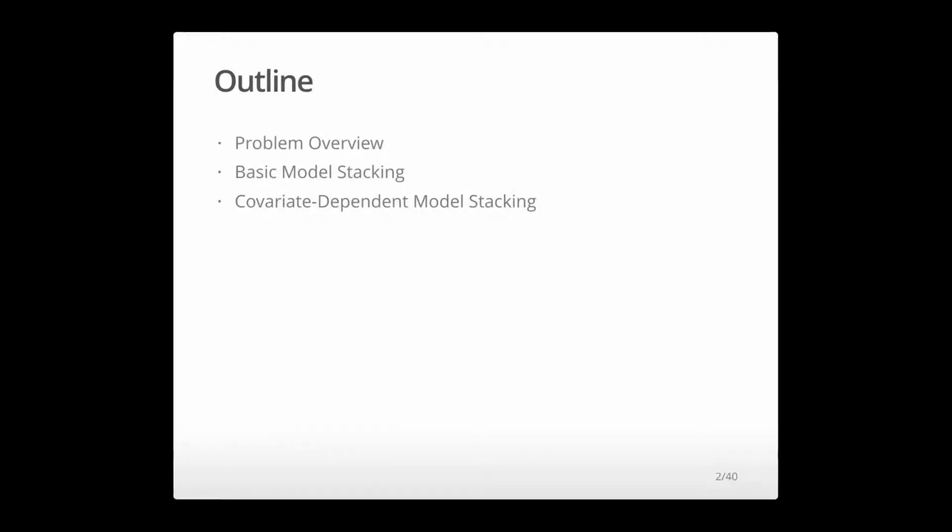So a quick outline. First, I'm going to go through a quick problem overview and why we might find model stacking useful in the context of loss reserving, loss development. Then I'll go through the basics of model stacking, how it works in the vanilla case where you've just got a handful of models in a pool and you're trying to figure out how to weight them appropriately. And then at the end, I'm going to touch on a relatively newer development, which is how you can do model stacking that's covariate dependent, and I'll get more into that as we approach there.